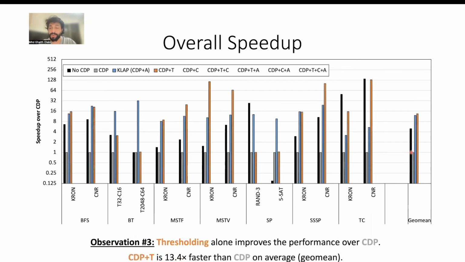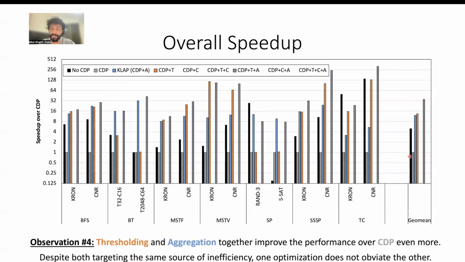Our third observation is that applying thresholding by itself also improves the performance over CDP, such that CDP plus T is about 13.4 times faster than CDP on average. Our fourth observation is that applying thresholding and aggregation together actually improves the performance even more than applying each of them on their own, despite both of these optimizations targeting the same source of inefficiency.